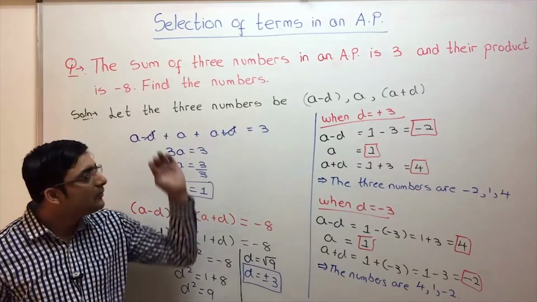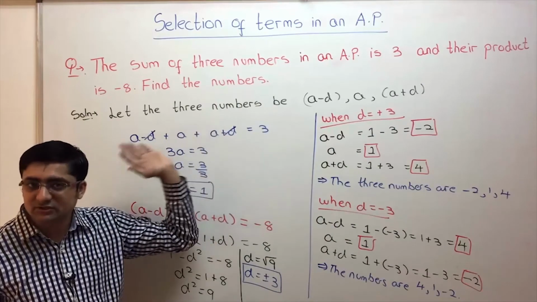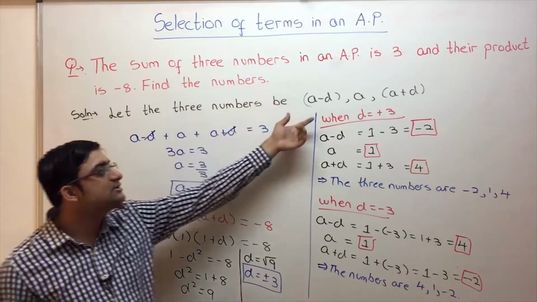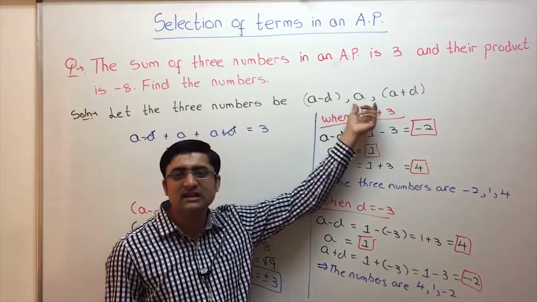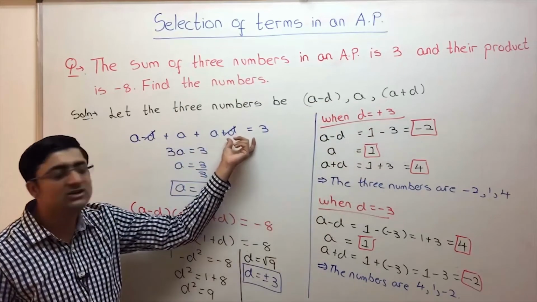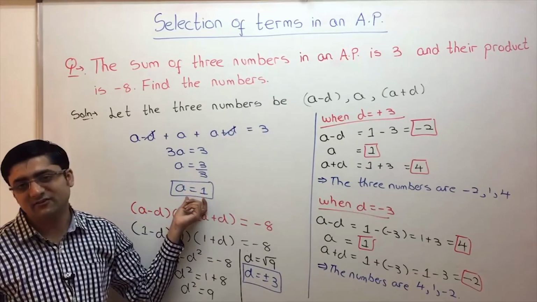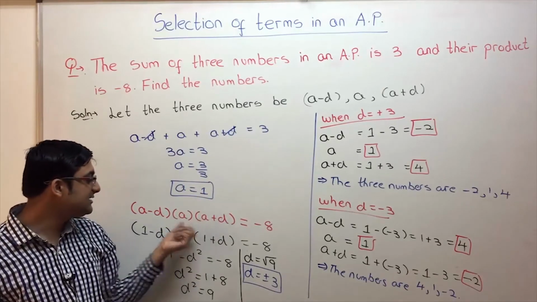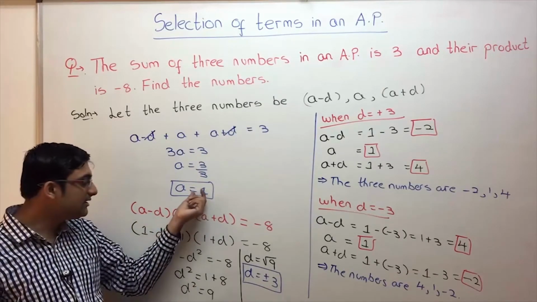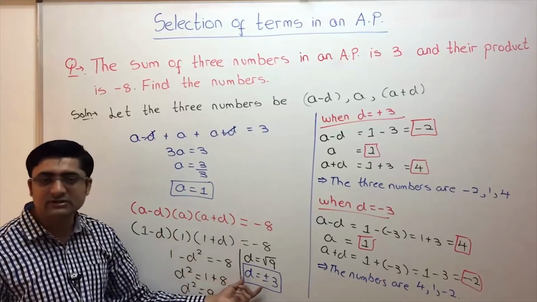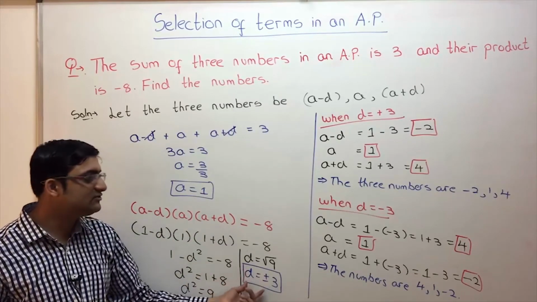So let me do a recap. Whenever you have such type of questions, stick to the table. Here we have three numbers. So let the three numbers be A minus D, A and A plus D. Their sum is given to us as 3. So the moment we formulate this equation, we immediately get the value of A as 1. Next, their product is minus 8. We already know the value of A. Plug the value of A as 1 over here. Solve for D. We get two values of D, plus 3 and minus 3.